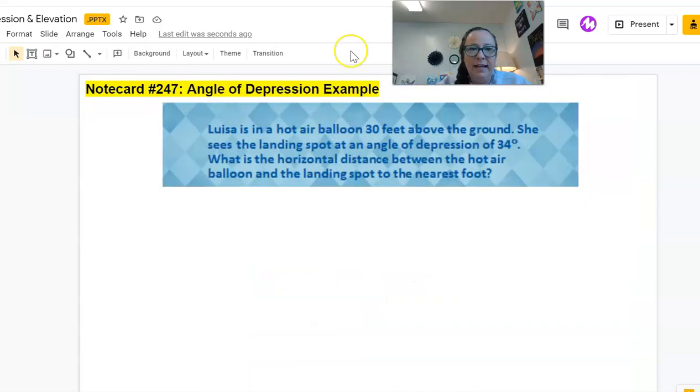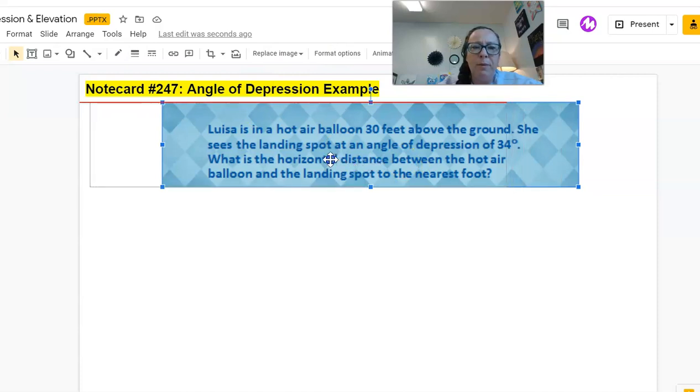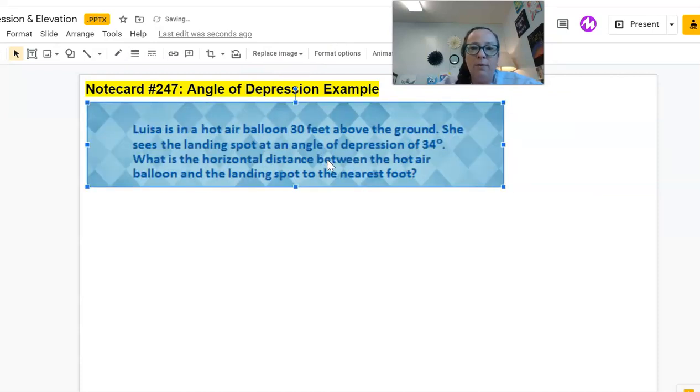All right, next. Here's another one. Note card 247. Louisa is in a hot air balloon 30 feet above the ground. She sees the landing spot at an angle of depression of 34 degrees. What is the horizontal distance between the hot air balloon and the landing spot to the nearest foot? So I want you to pause me, write this down, draw an image, and then unpause me so you can see if you're right.